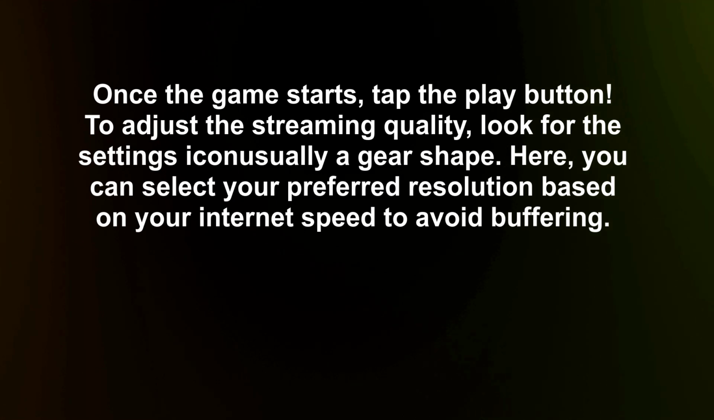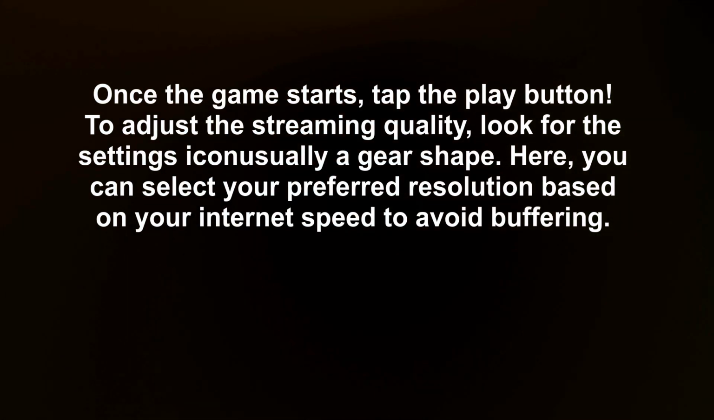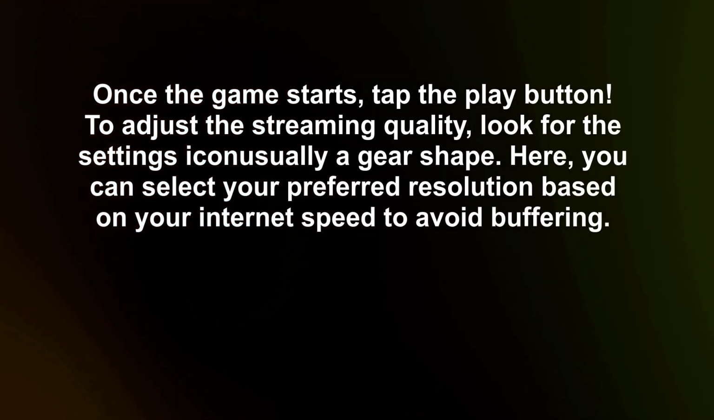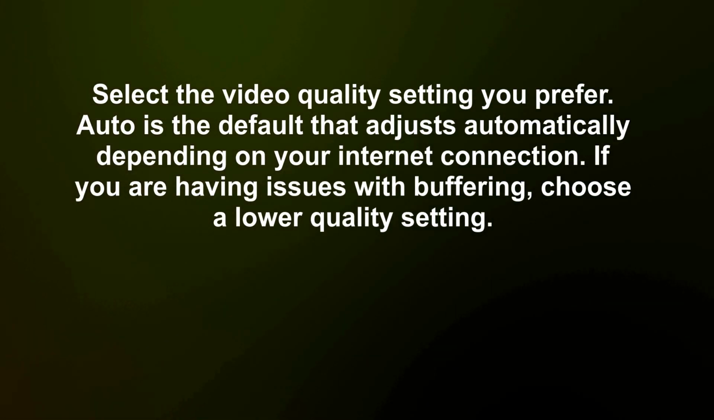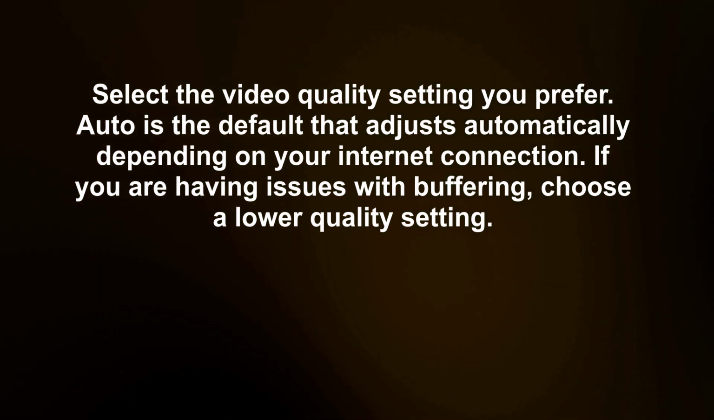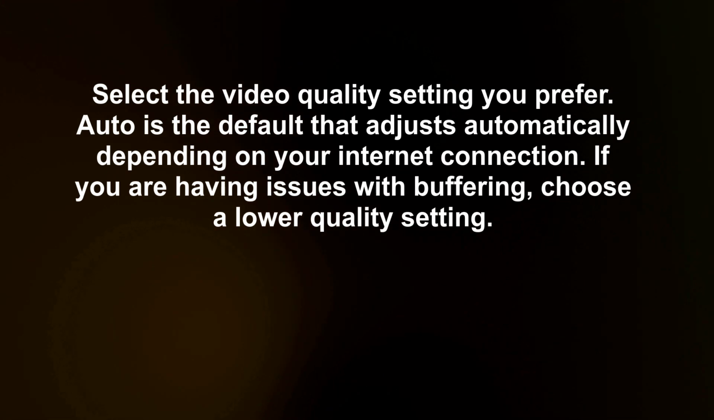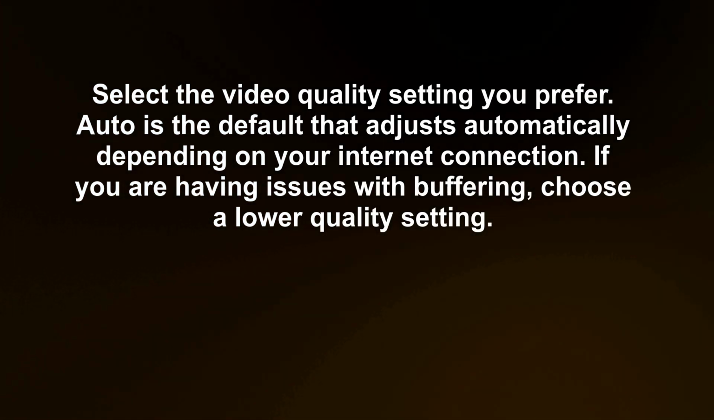To adjust the streaming quality, look for the settings icon, usually a gear shape. Here, you can select your preferred resolution based on your internet speed to avoid buffering. Select the video quality setting you prefer. Auto is the default that adjusts automatically depending on your internet connection. If you are having issues with buffering, choose a lower quality setting.